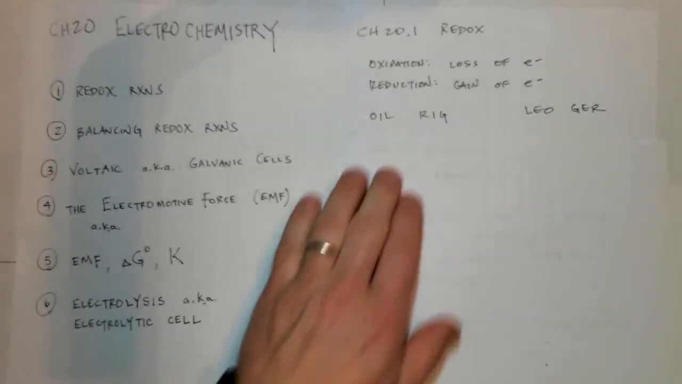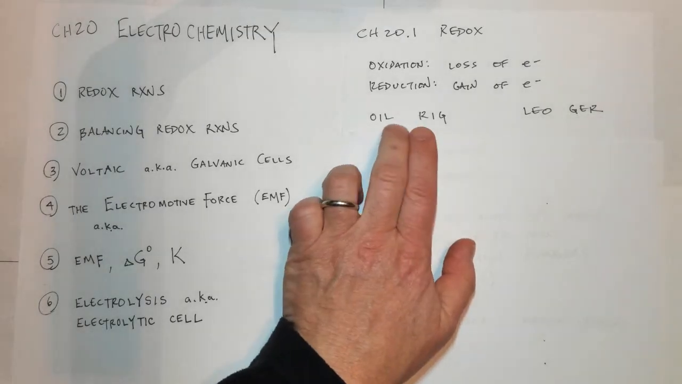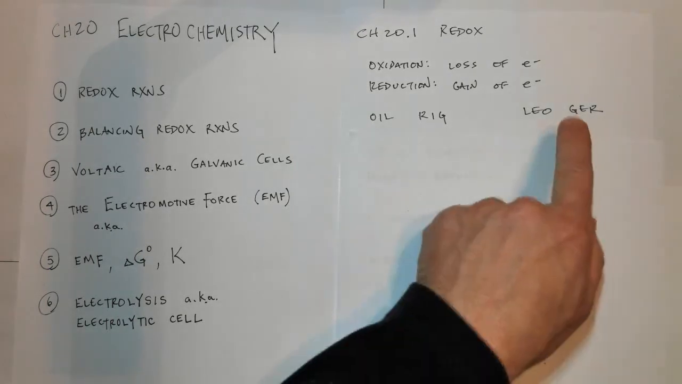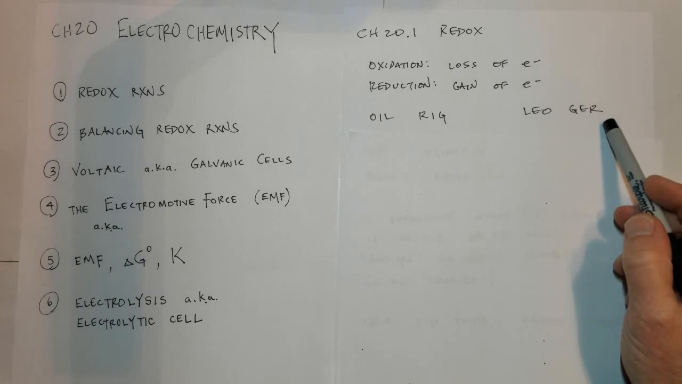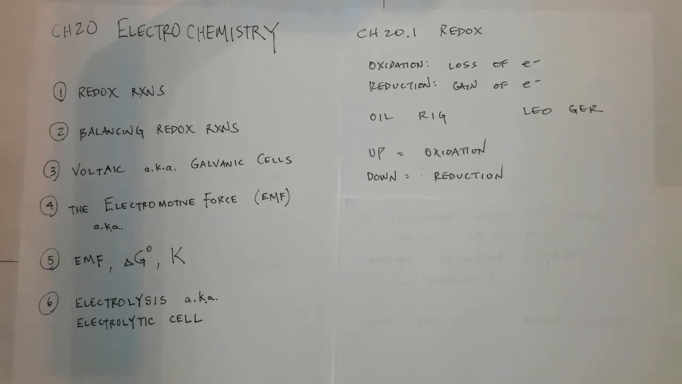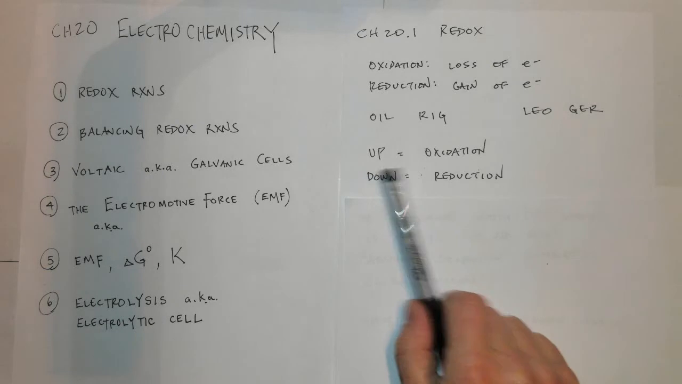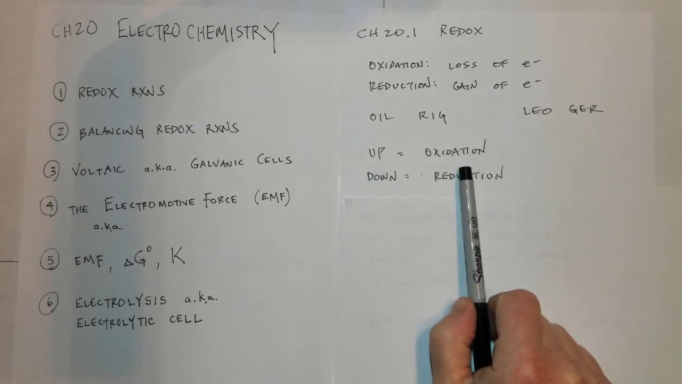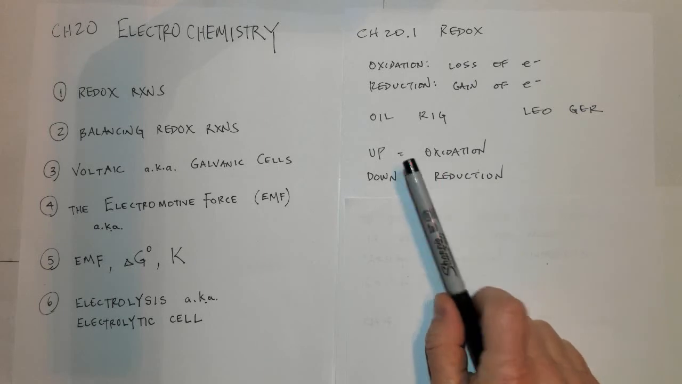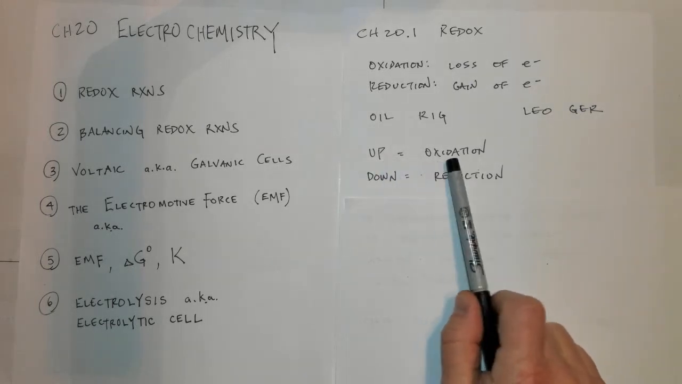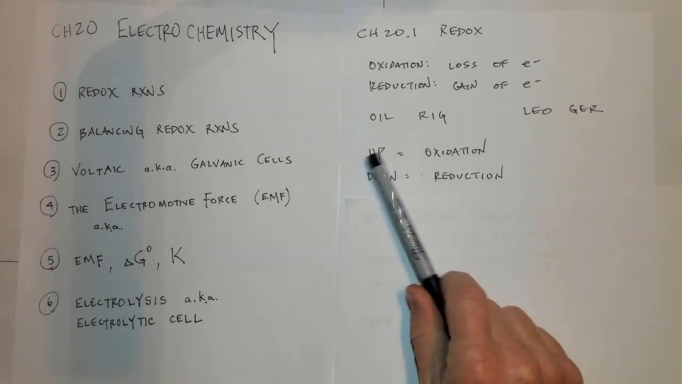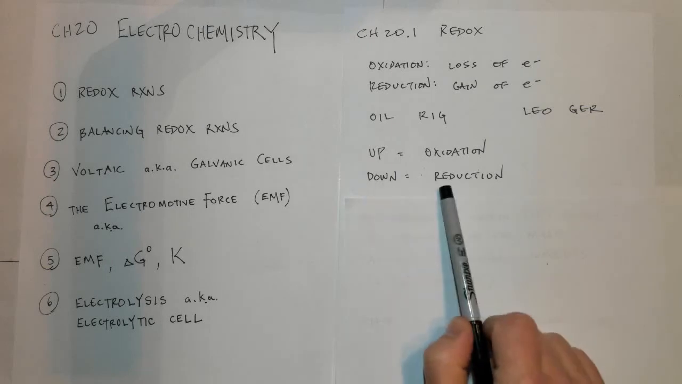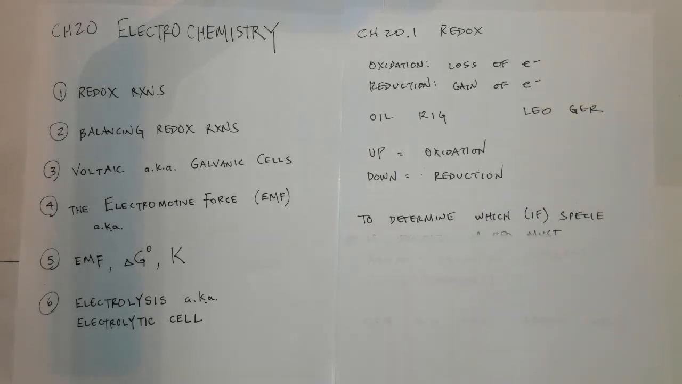You can remember that by the term oil rig. Oxidation is loss, reduction is gain. Or Leo the lion goes grr. Loss of electrons is oxidation, gain of electrons is reduction. I like to think of it this way: when things go up in charge, they're oxidized. So when we assign what are called oxidation numbers or charges to things from one side of the reaction to the other, when they go up in charge, they're oxidized. When they go down in charge, they're reduced. Up in oxidation both start with vowels, down in reduction both start with consonants.